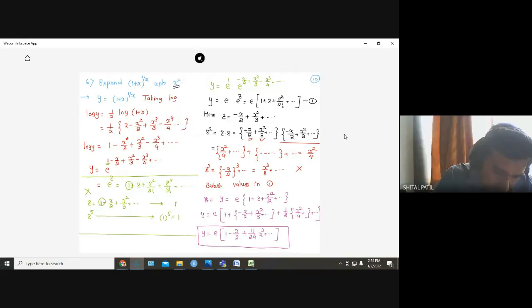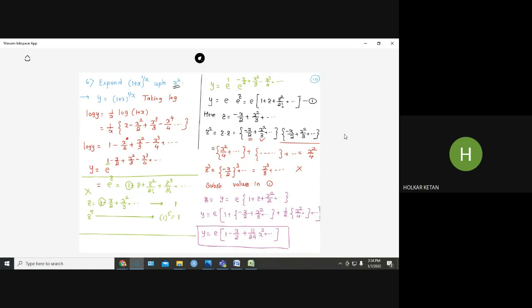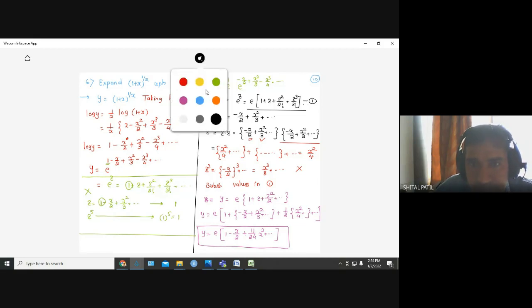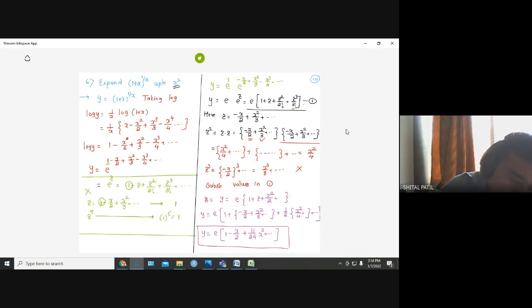Sir, can you please tell the reason why you discarded that method and you split into 2, e raised to 1 into e raised to minus x by 2? Okay. See, now from here it is clear. You see the right part, here what I have written, 1 plus z square by 2 factorial. What will be the next term? Z cube by 3 factorial and so on, right?